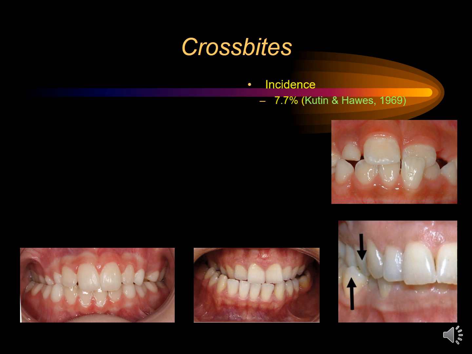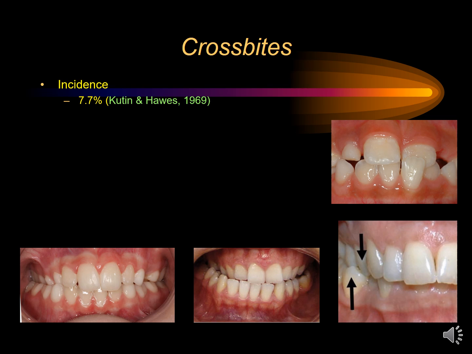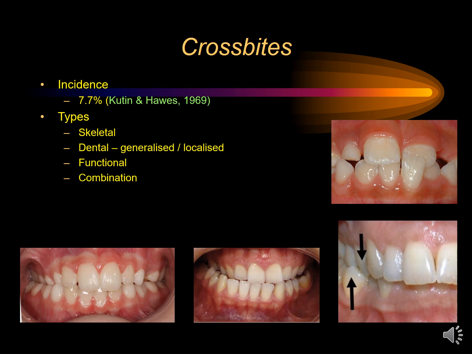Okay, cross bites. Now, the incidence of cross bites is about 7.7%. There are various types of cross bites. They can be skeletal cross bites, they can be dental, which can be further divided into generalized or localized, or functional cross bites, and there can be a combination of all 3 types. In terms of location, it can either be an anterior crossbite or a posterior crossbite. Posterior crossbites can be further divided into unilateral and/or bilateral crossbites.